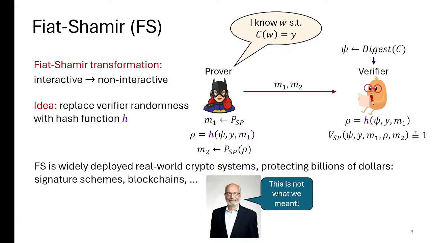I will just mention that I gave this talk in front of Adi, and he kept complaining every time I said Fiat-Shamir. He said, this is not Fiat-Shamir, this is not Fiat-Shamir. And he's right, they proposed this heuristic for a very specific purpose, turning a very specific identification scheme into a signature scheme.